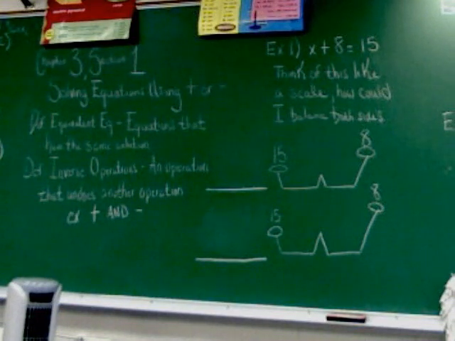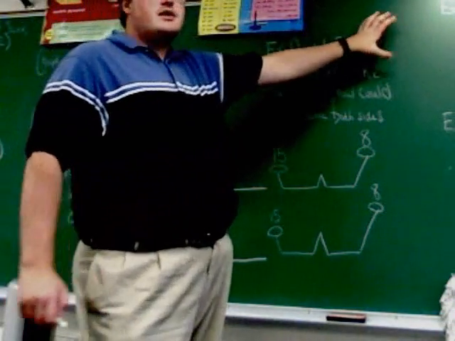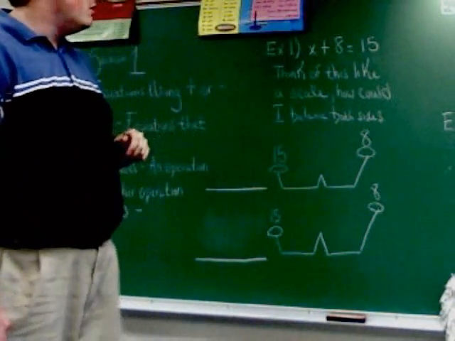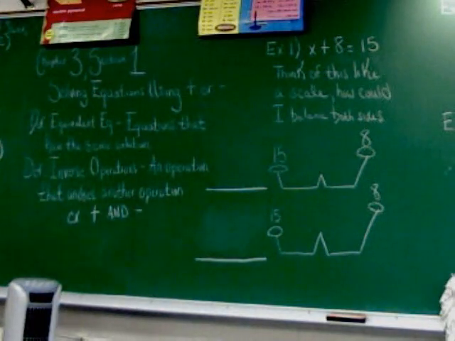In example 1, it says x plus 8 equals 15. What they want you to do is think of this problem like a scale. They want you to balance both sides of the scale. On this side I would have the 8, and on this side I would have the 15, the two numbers I know. And you can see I've drawn the scales, one with the 8 and one with the 15.